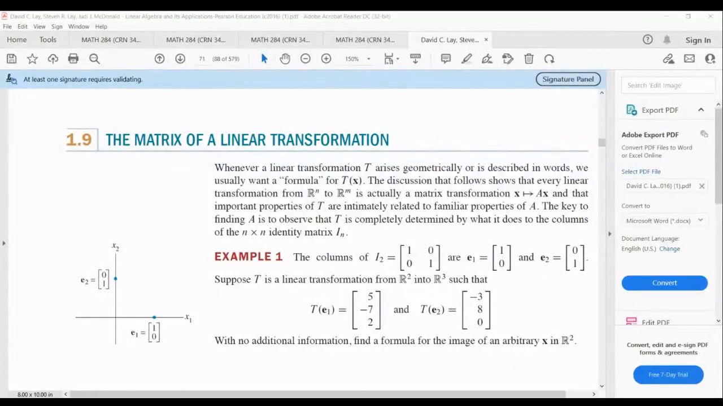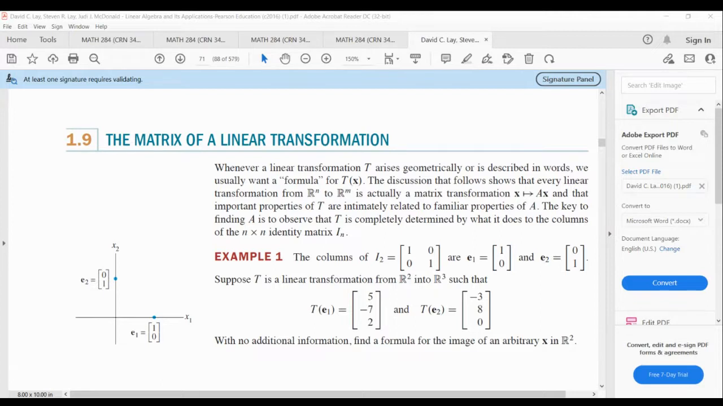Okay, we are in section 1.9 now, and we were introduced to linear transformations in section 1.8, and we learned that when a matrix A multiplies a vector X, of course the number of columns of the matrix A has to match the number of elements of the vector X for the matrix multiplication to be defined. But when A multiplies a vector X, it acts on the vector X, and it's a matrix transformation.